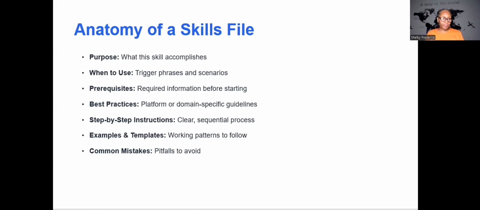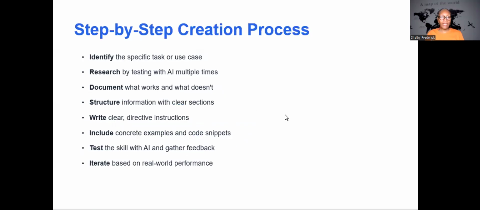You're gonna need those. Now, let's go into the step-by-step creation process. So, the first part of the process is you want to identify the specific task or use case. And we're going to do an example after this slide. We'll go through an example so that you can actually see what it looks like. The second step would be to research by testing with AI multiple times. So, you don't want to just do it one time. You want to test it multiple times to make sure that it is staying on task.